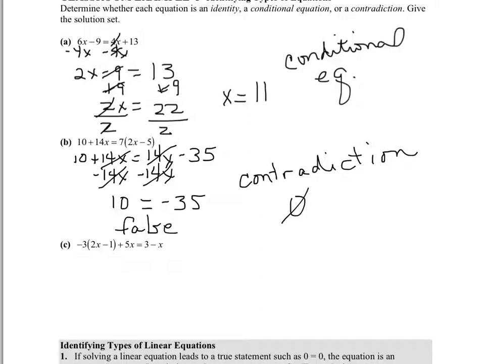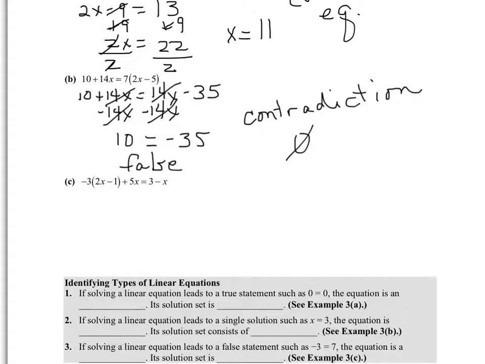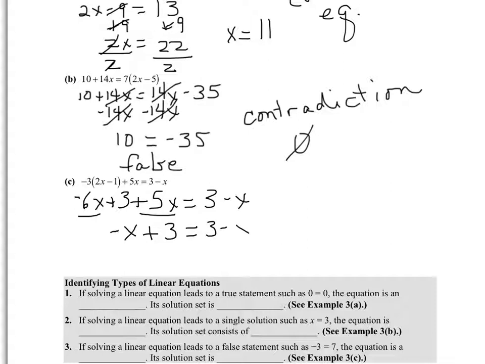Now, the other possible thing that can happen we'll find in C. If I distribute on this left side, because I see negative 3 in front of a parenthesis, I will get negative 6x. Negative 3 times negative 1 is a plus 3, positive 3, plus 5x equals 3 minus x. Now, I do see some terms that I can combine on the left. The negative 6x plus 5x, if I put those together, that gives me a negative 1x. The 1 is understood. We don't have to write it. We can just write negative x.